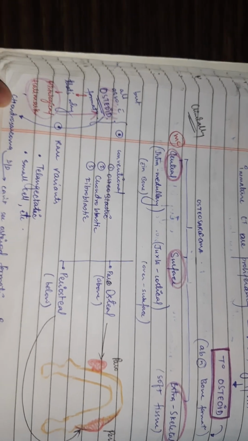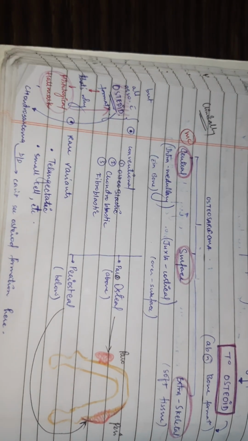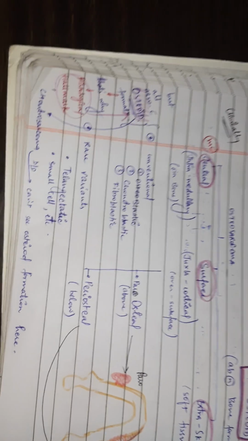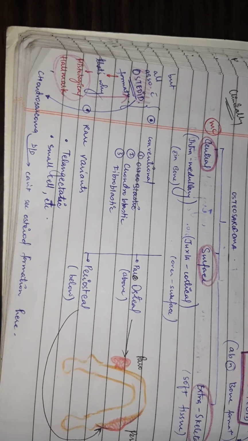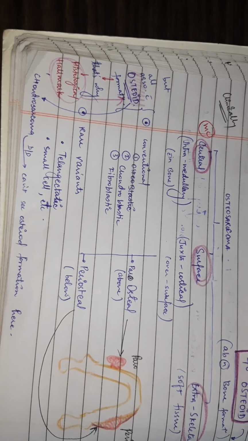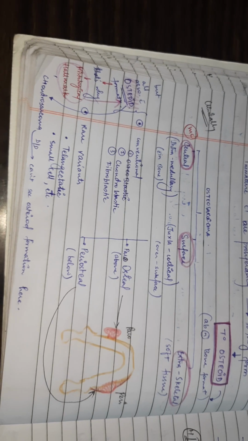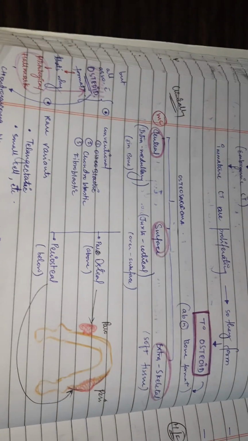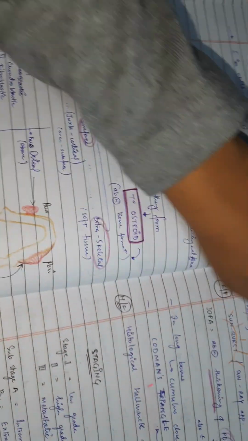That's why the histological marker is osteoid. Osteoid is the histological marker of osteosarcoma. How can we differentiate from chondrosarcoma? Chondrosarcoma is also similar to osteosarcoma, but there is no osteoid formation. That's how we differentiate between osteosarcoma and chondrosarcoma.